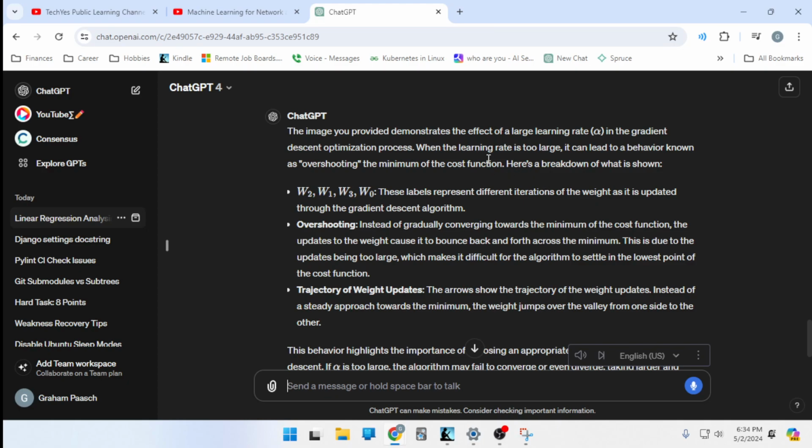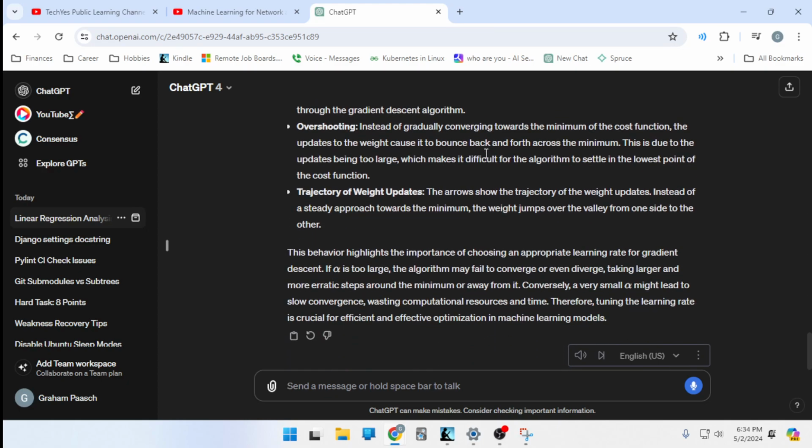Trajectory of weight updates. The arrows show the trajectory of weight updates. Instead of a steady approach towards the minimum, the weight jumps over the valley from one side to the other. This behavior highlights the importance of choosing an appropriate learning rate for gradient descent.